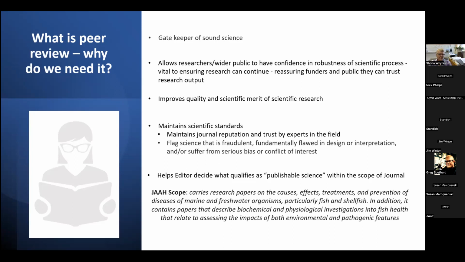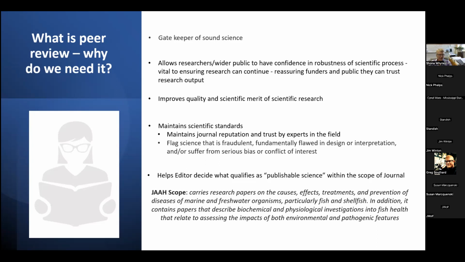So we maintain scientific standards. It's the journal reputation and trust in the journal by experts in the field. And it's also there to try and flag science that could be fraudulent or flawed in study design or in the interpretation of the results that were generated, and also to point out any serious bias or conflict of interest. And most importantly, it helps the editor decide what qualifies as publishable science within the scope of the journal.